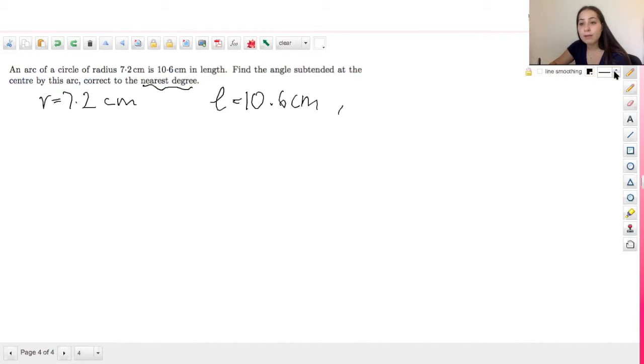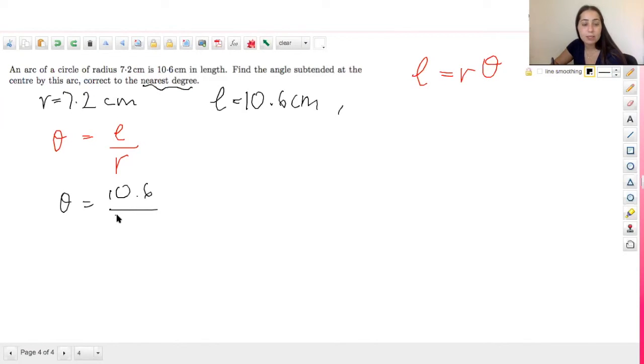We know the formula for the arc length, if you recall from the previous page, is given by r times theta. So what we need to do here is find theta. I'm going to rearrange this formula to make theta the subject. So it's theta equals length over the radius. And now we just substitute our values in. The length of the arc is 10.6 centimeters. We divide that by the radius, which is 7.2, and we get 1.47 rad. Remember, we find it in radians.